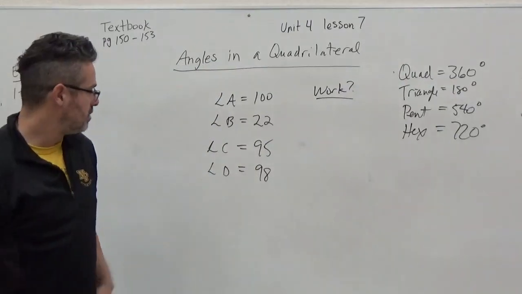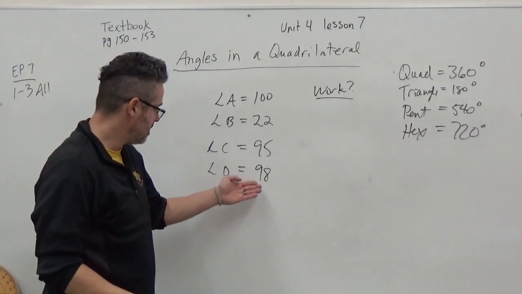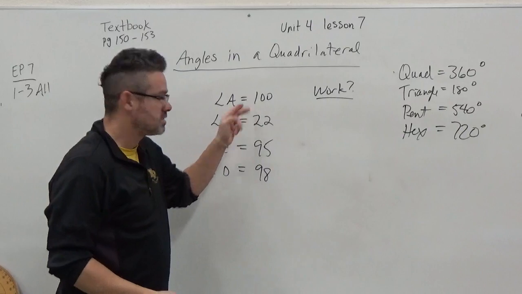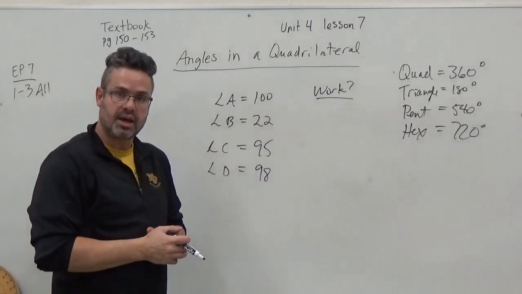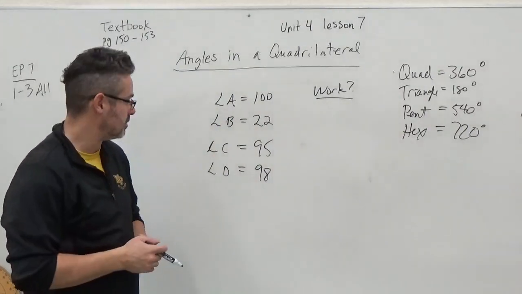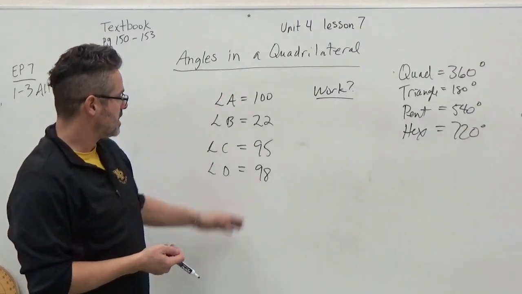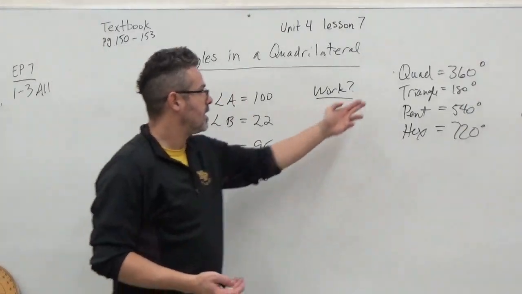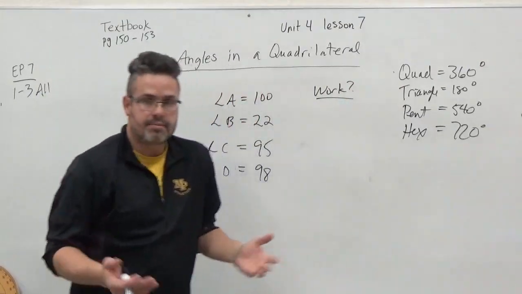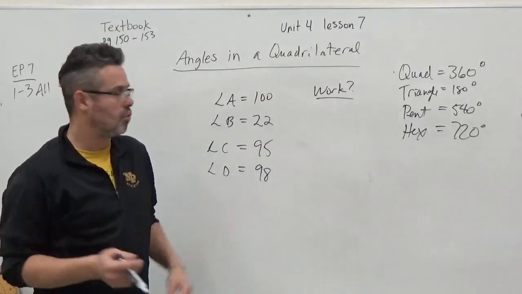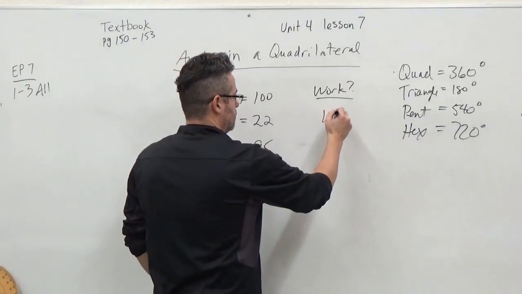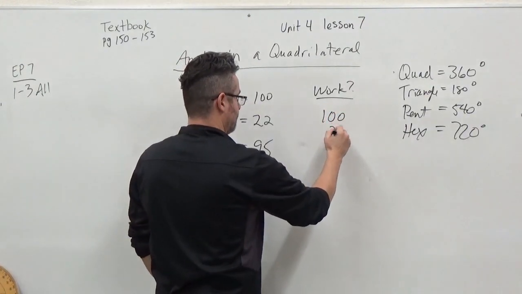How are you going to find that out? Are you going to have to make a shape with these angles in it and see if you can make that? No, that would be really difficult. You could try, but it'd be difficult. Before you try, what you should do is ask yourself, well, do these add up to 360? If they don't add up to 360, no, there's no way it works. So let's just simply do that. Let's add them up.